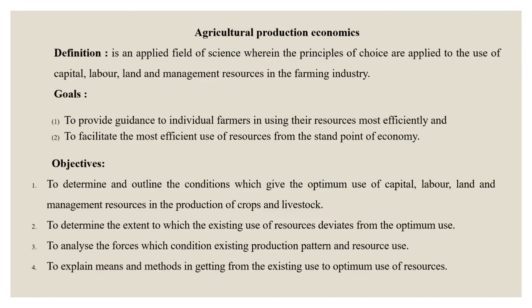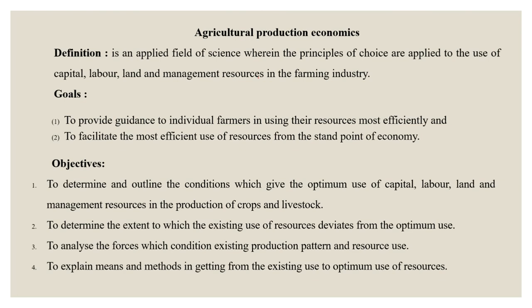Now we have learned about methods of investigation: economics is a science as well as an art, and what positive economics and normative economics are. Now we will discuss the branches of agricultural economics. Many branches are there, but we will discuss the main branches. Those are agricultural production economics, farm management, agricultural finance, and agricultural marketing.